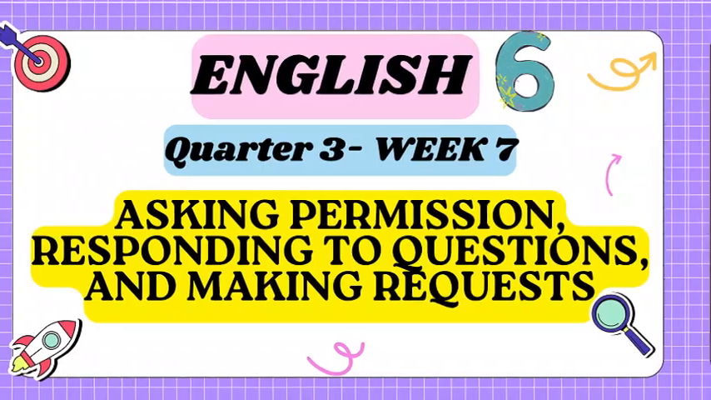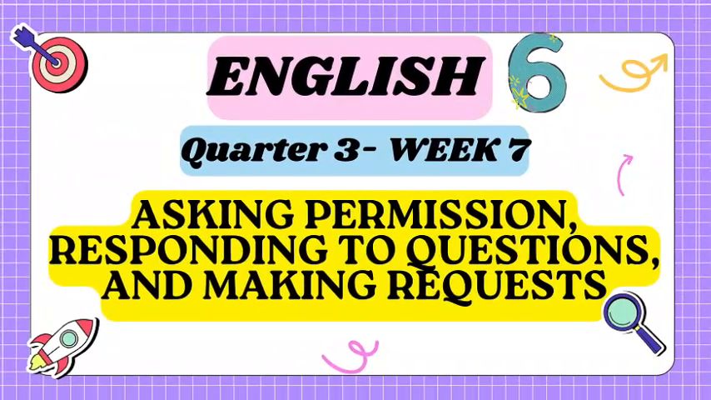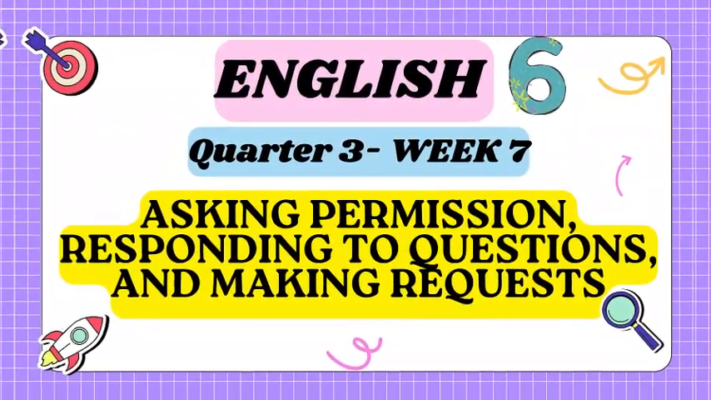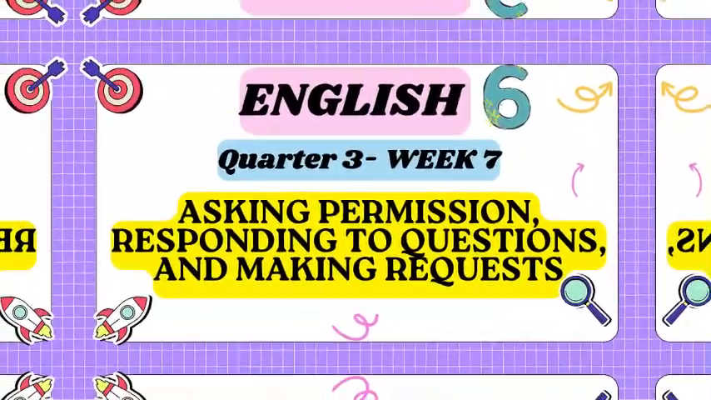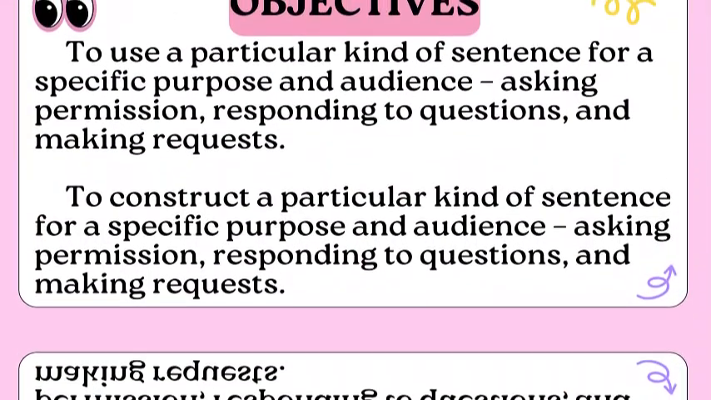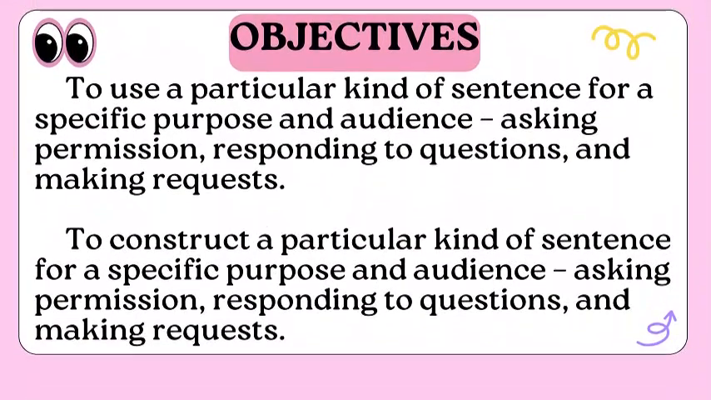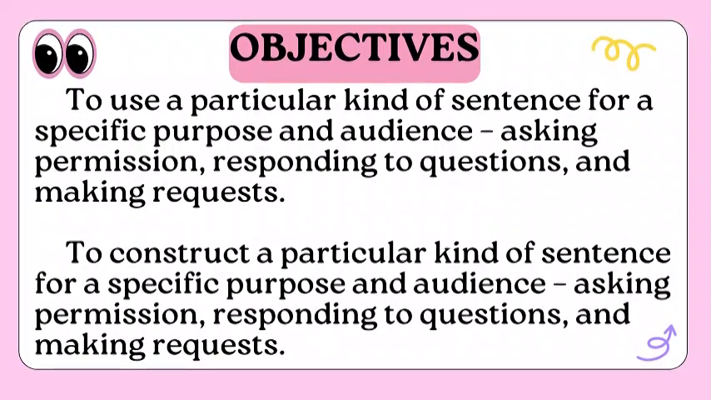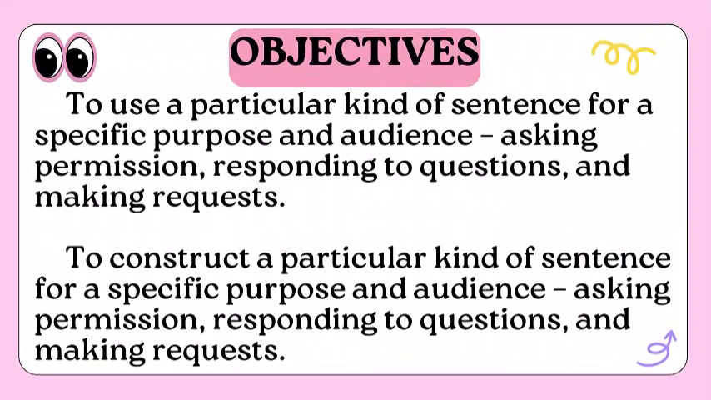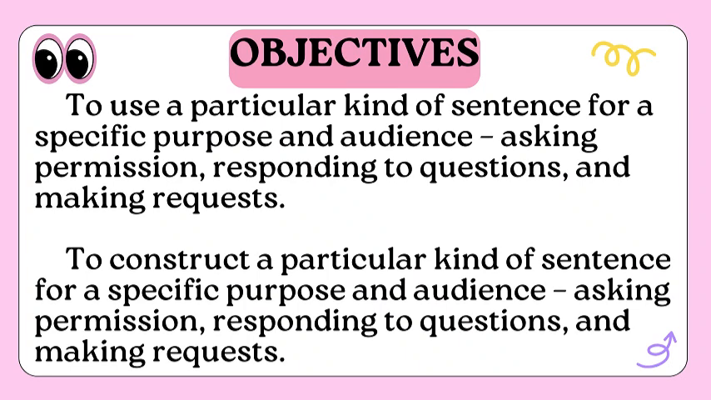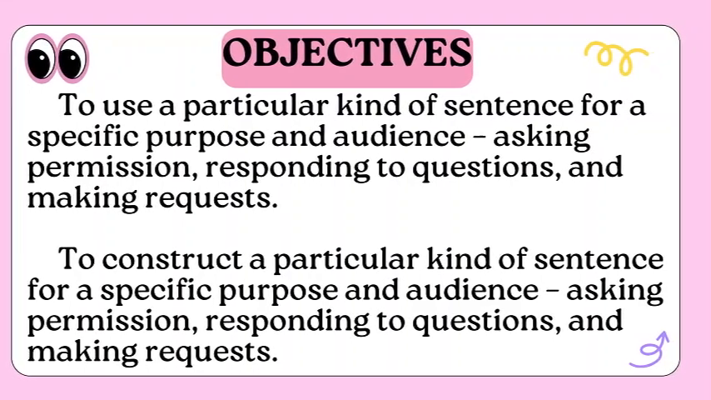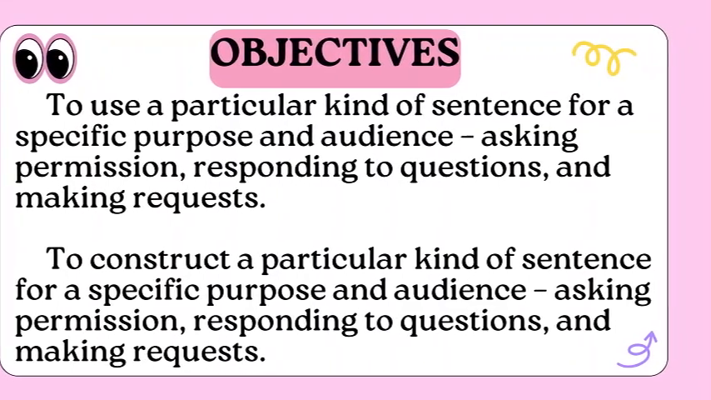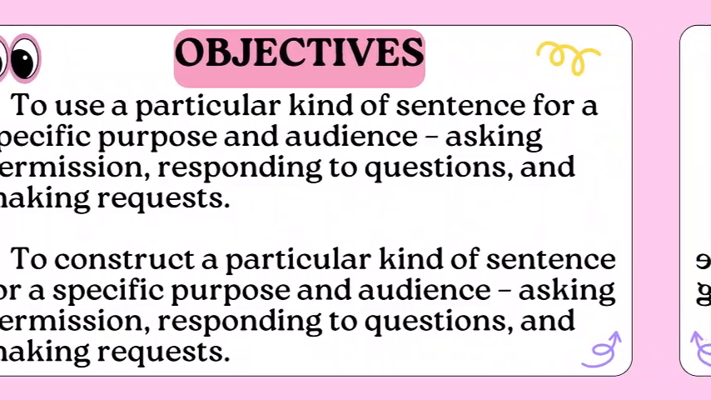Today's lesson is English 6, Quarter 3, Week 7: Asking permission, responding to questions, and making requests. Objectives: to use a particular kind of sentence for a specific purpose and audience, asking permission, responding to questions, and making requests.